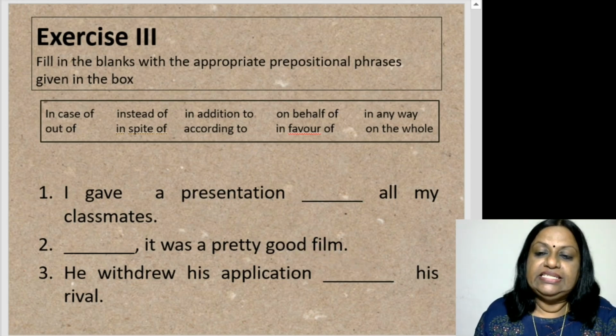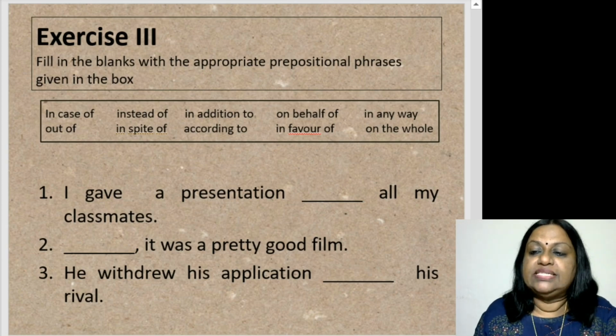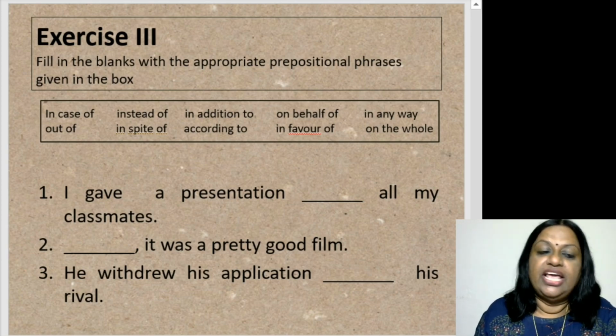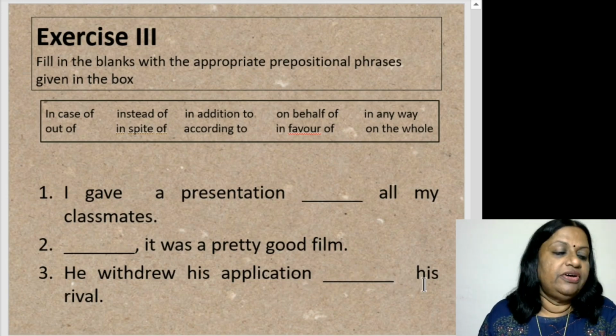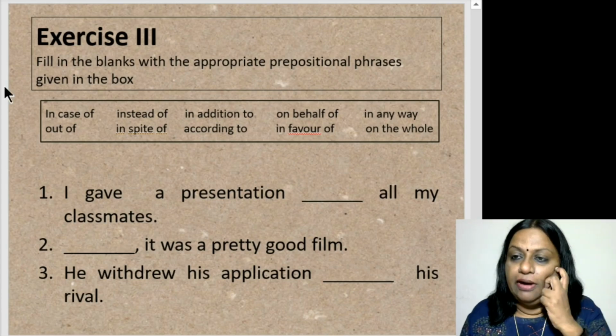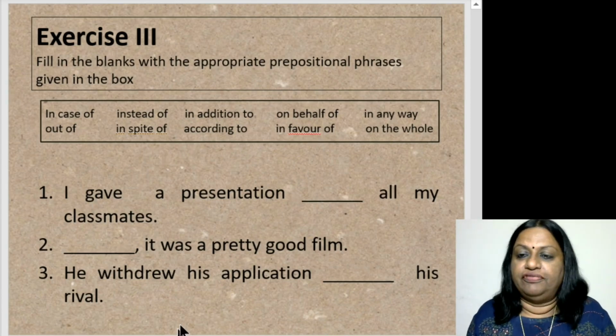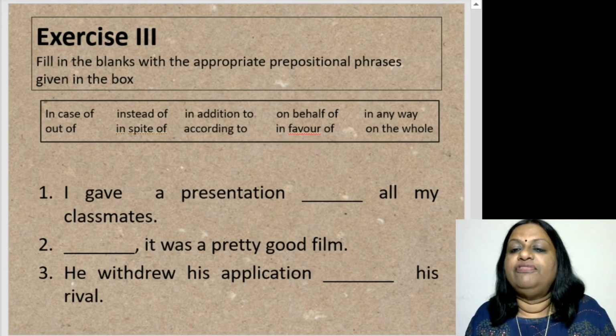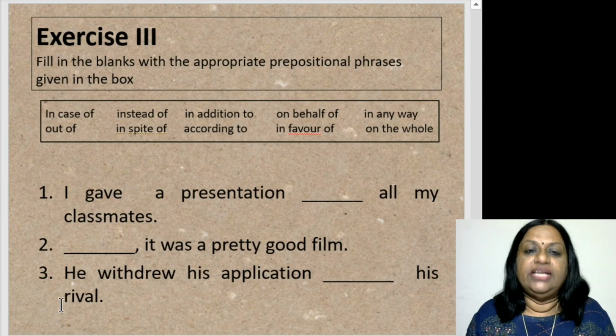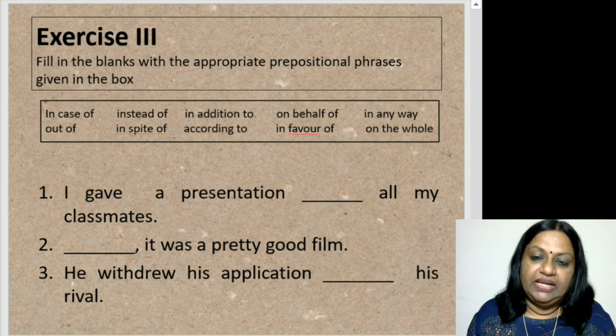Let's look at sentence 3. He withdrew his application dash his rival. Let's look at the prepositional phrases in the box. Okay, on behalf of. He withdrew his application on behalf of, in favor of. He withdrew his application in favor of his rival. In favor of, for his rival, he gave up his application. Okay.